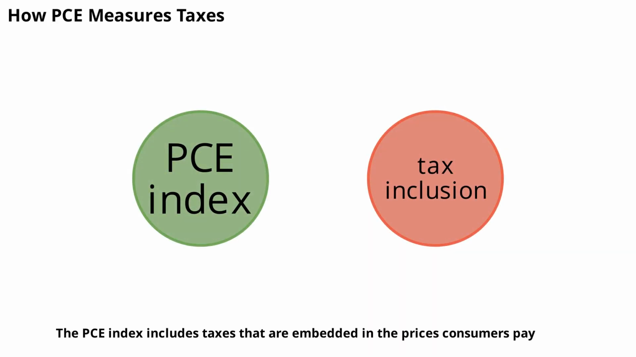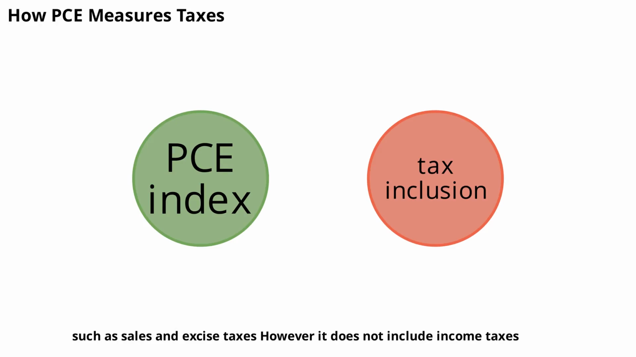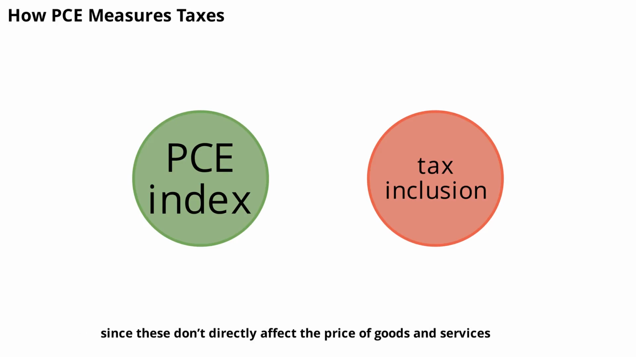The PCE index includes taxes that are embedded in the prices consumers pay, such as sales and excise taxes. However, it does not include income taxes, since these don't directly affect the price of goods and services. This distinction is important for understanding what changes in the PCE index actually reflect and how different tax policies might show up in inflation data.